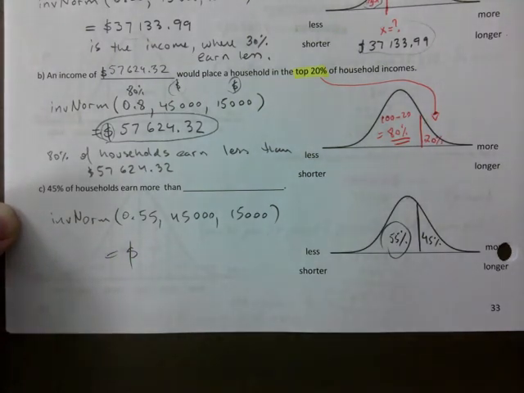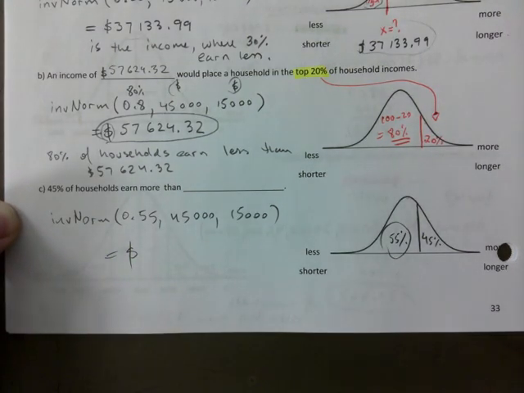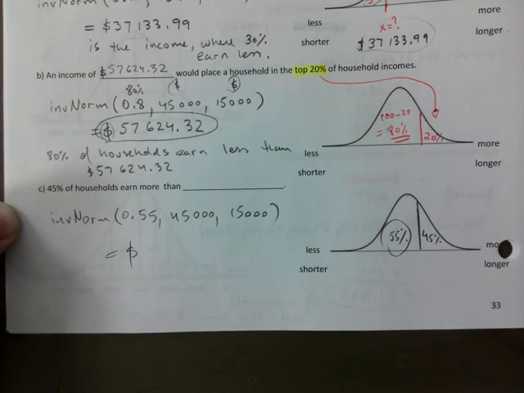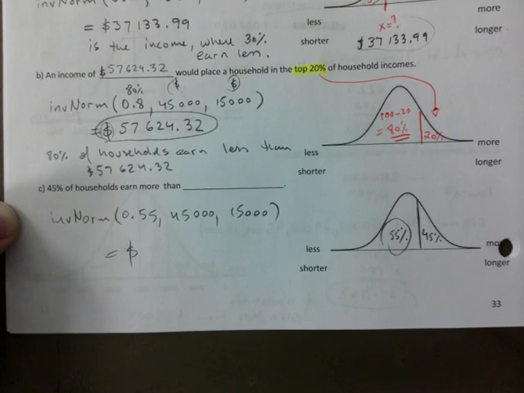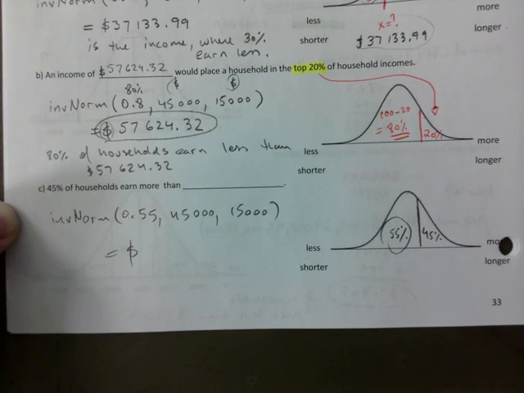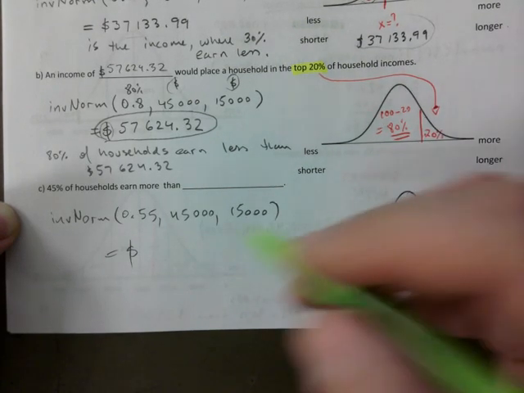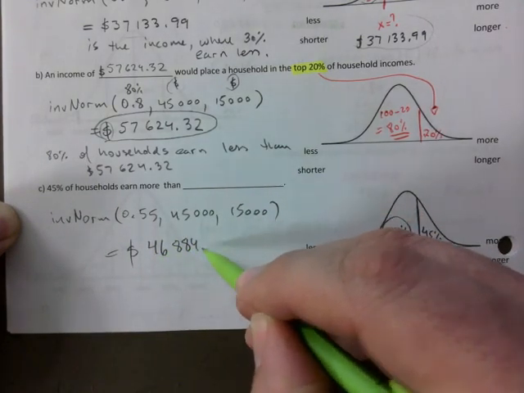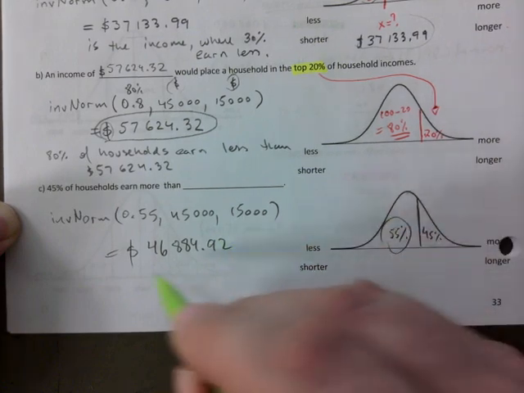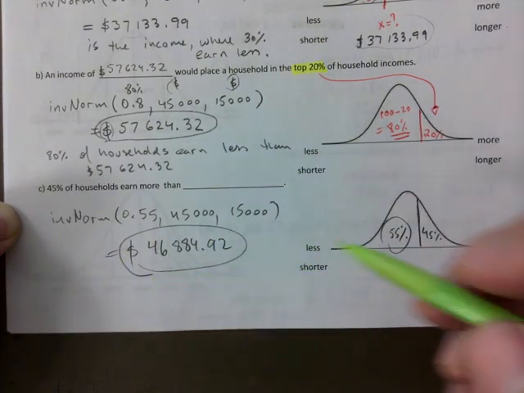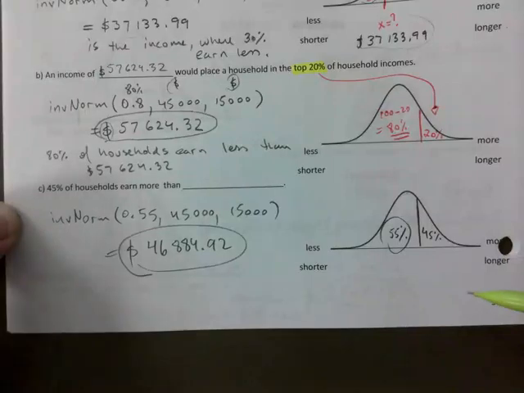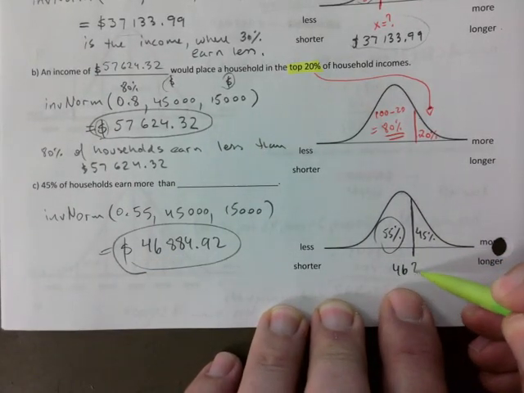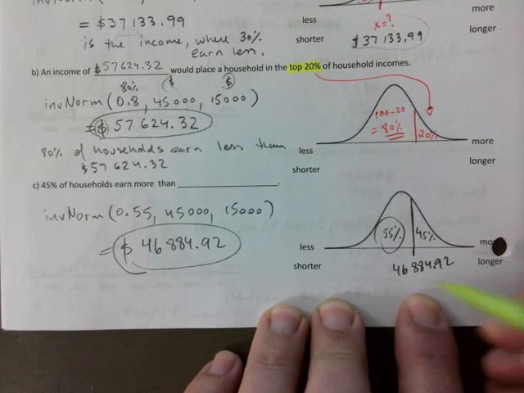You get, I'm just going to retype it. That's 46,884.92. So that's the income we're after, right? 46,884.92.